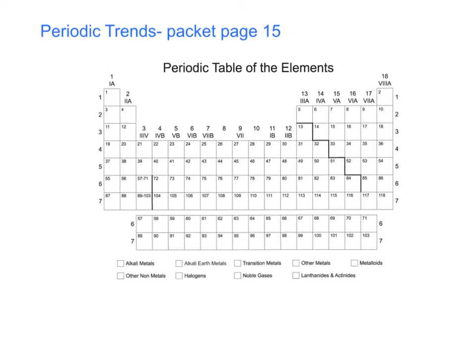So the first trend we want to put on this periodic table is the atomic radii. And by the way, you're going to want to turn to page 15 in your packet. You don't want to have to draw that. So atomic radii is the trend that it follows as you move down the periodic table, and from right to left across, you increase in the atomic radii.